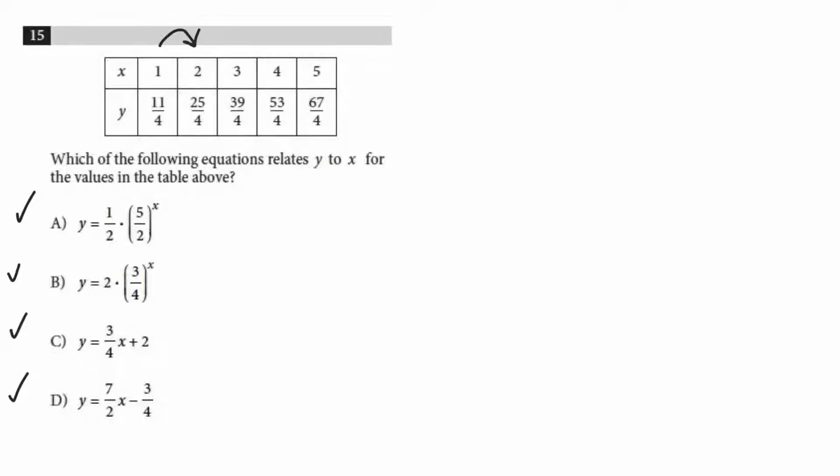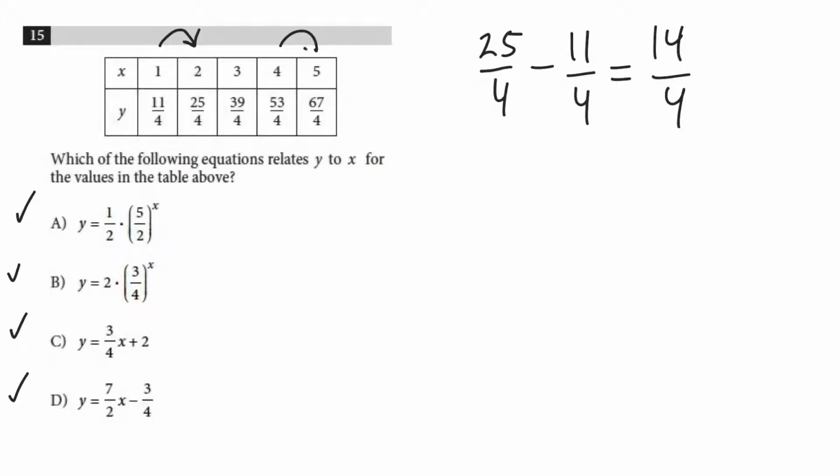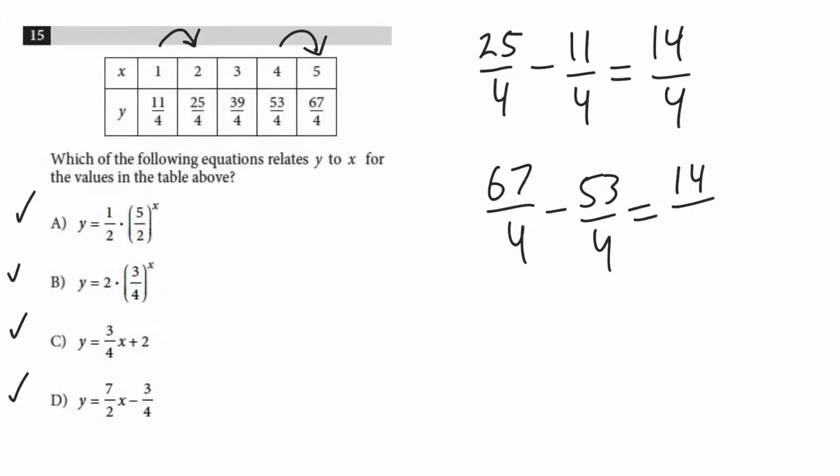the change in the output is 25 over 4 minus 11 over 4. So it changes 14 over 4. All right, well, let's look at a change from the 4th to the 5th on x. Well, that would be 67 over 4 minus 53 over 4. Well, that's going to change, looks like 14 over 4. So it looks like we have a linear change in our relationship here. So we can rule out the first two because those are exponential.